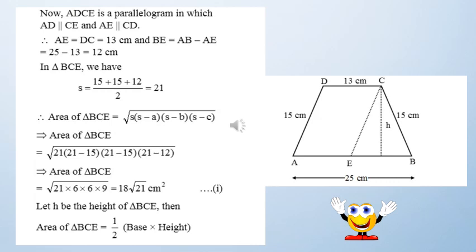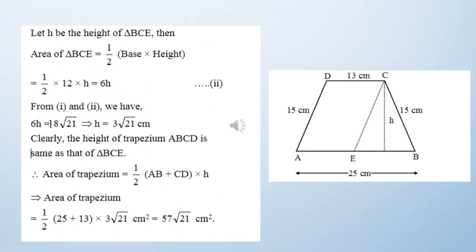Now, what we will do is use the area of triangle formula, half base into height, to find the height of this triangle. We will substitute the value of area of triangle to half base into height. We have to find the height of the triangle, so we will substitute the area by half base into height. So half base is here 12 centimeter, that is BE, into height.